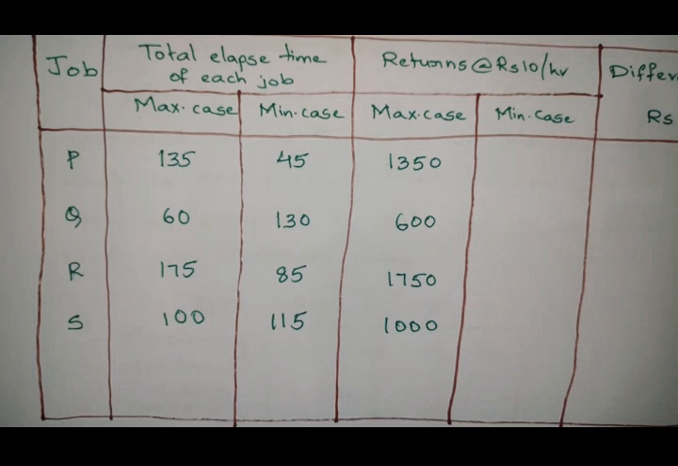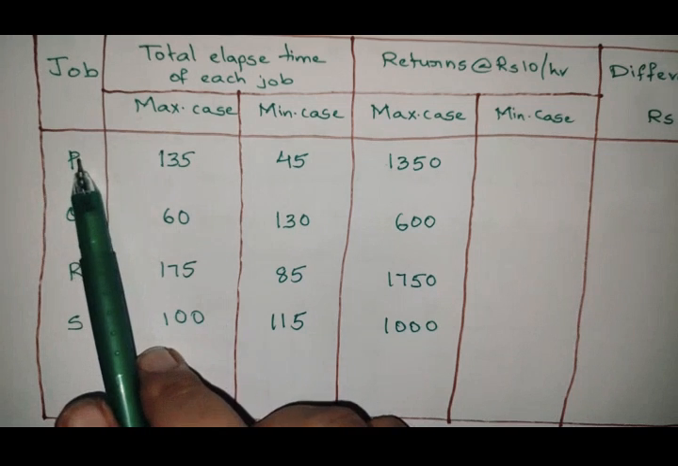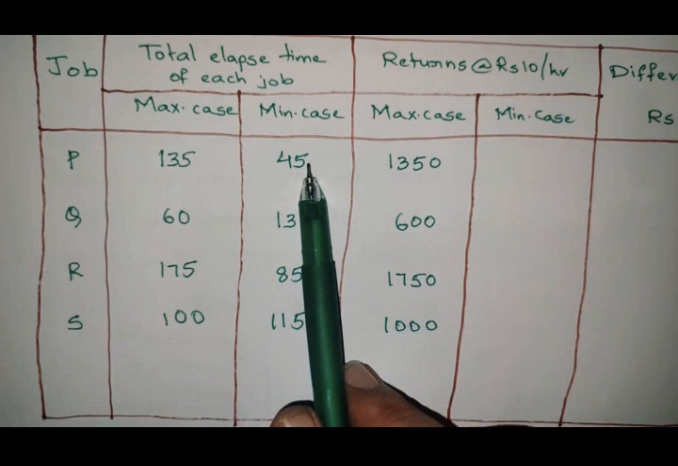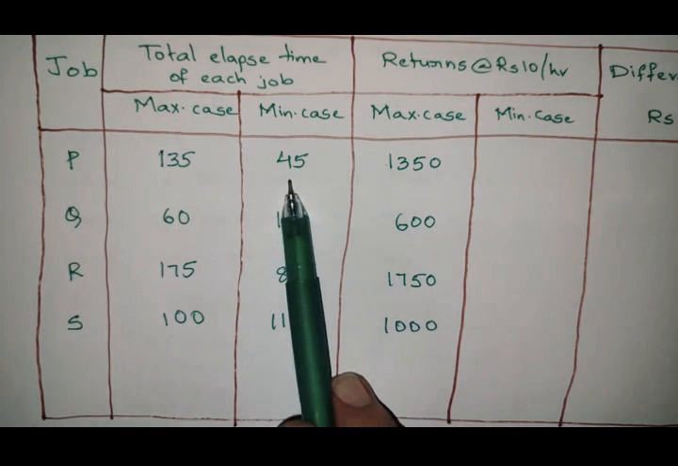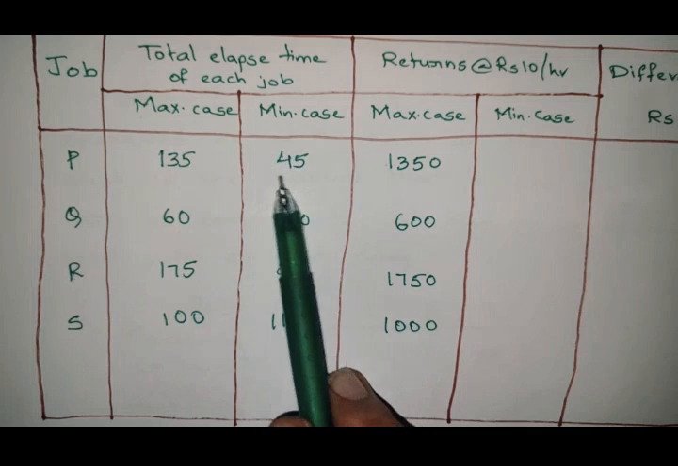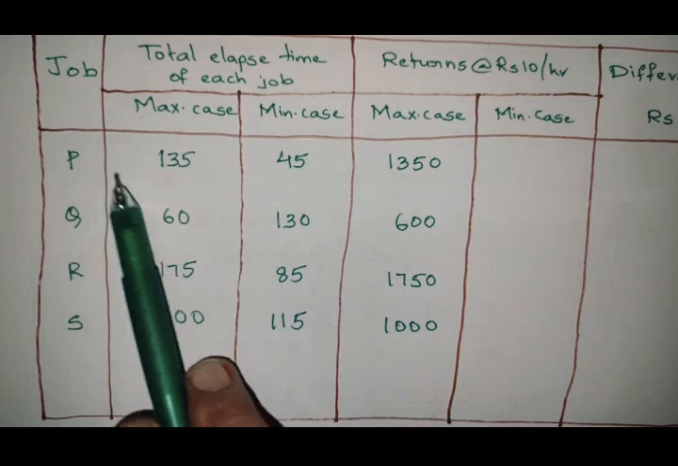Similarly, in the minimization case, how much amount will he get? Job P is completed by the 45th hour itself, that means he is taking 45 hours of time to complete job P.